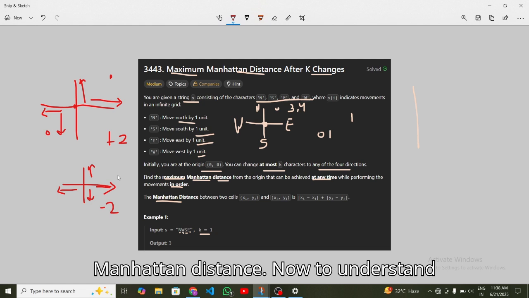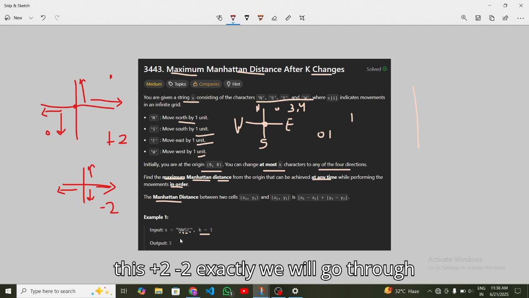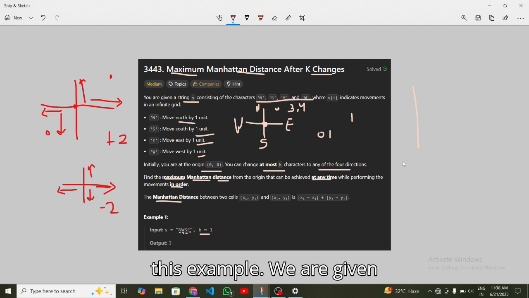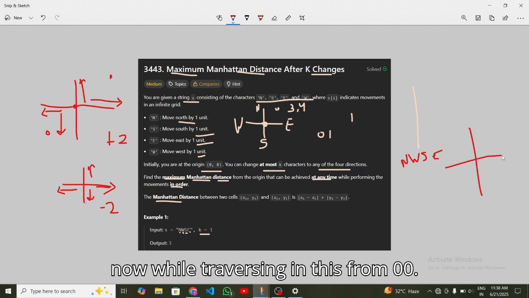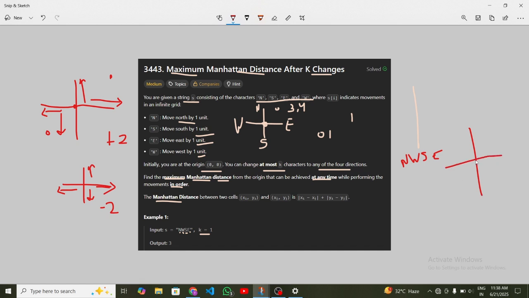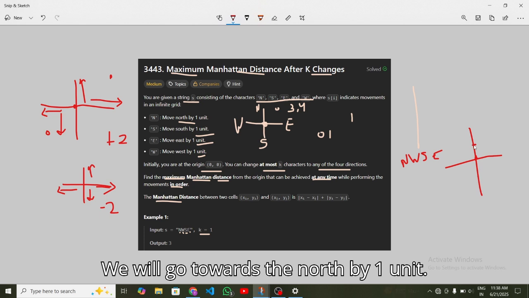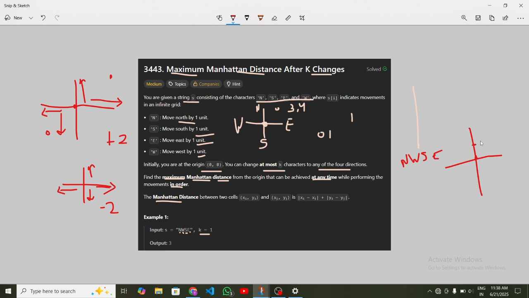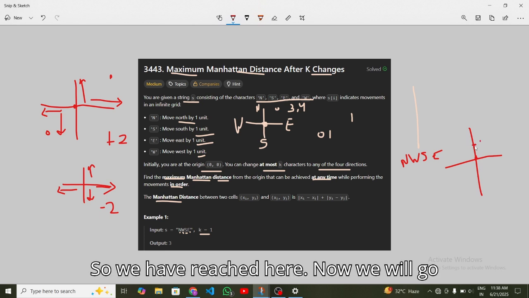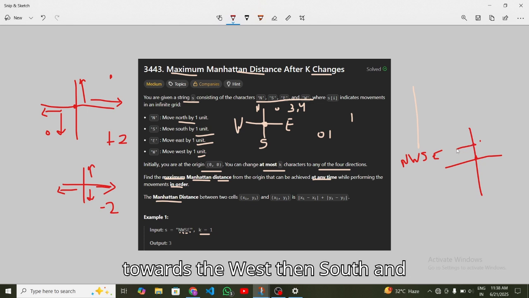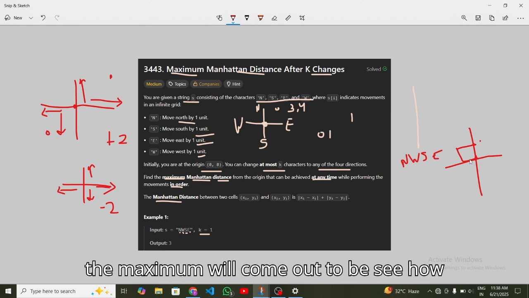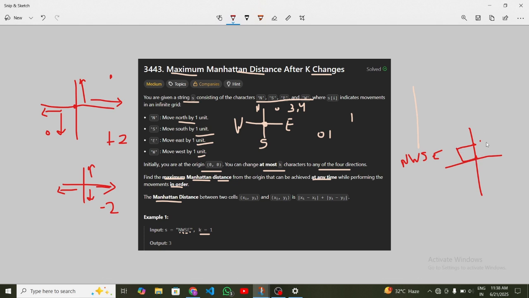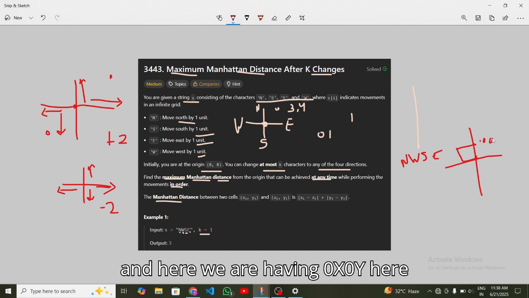Now to understand this +2 -2 exactly, we will go through this example. We are given N, W, S and then E. While traversing from 0, 0, we will go towards the north by 1 unit. So we have reached here. Now we will go towards the west, then south and then east. Here the maximum will come out to be 2. See how? Here we have 0x, 0y.